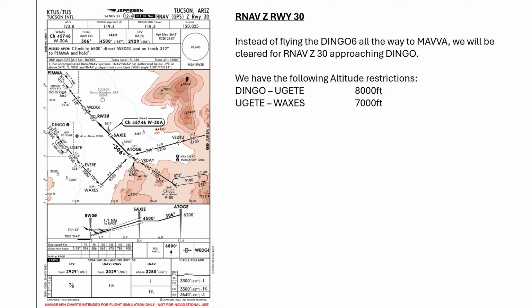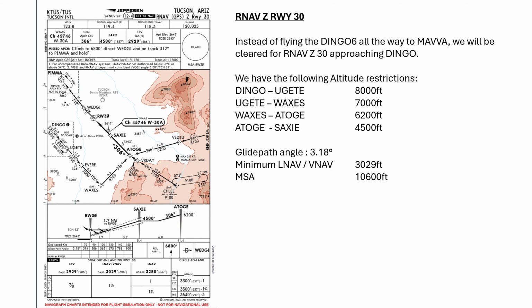And from there, we can descend to 7,000 feet all the way to the end of downwind. You can see the waypoint Waxes. There, we can descend to 6,200 feet for the base segment. And here, it's very important that we start the turn because we have terrain to the east and south of Waxes, so it's important that LNAV is fully functional there. Then we go to Atoge, where we descend to 4,500 feet, to the waypoint Saxi. Then from Saxi, we fly a constant descent with a glide path angle of 3.18 degrees that we will check on the FMC.